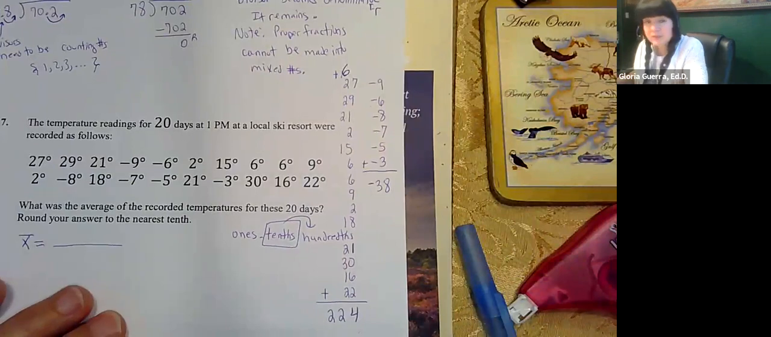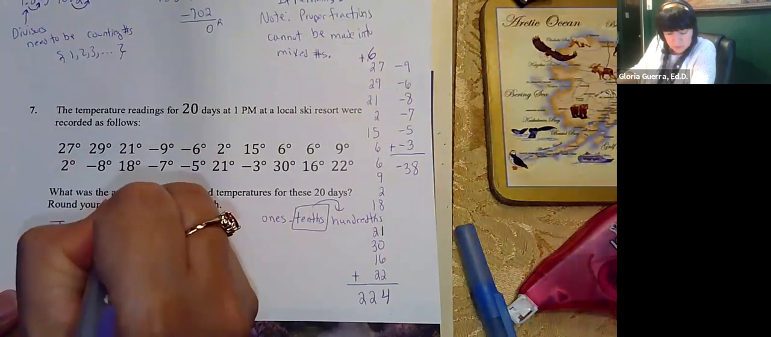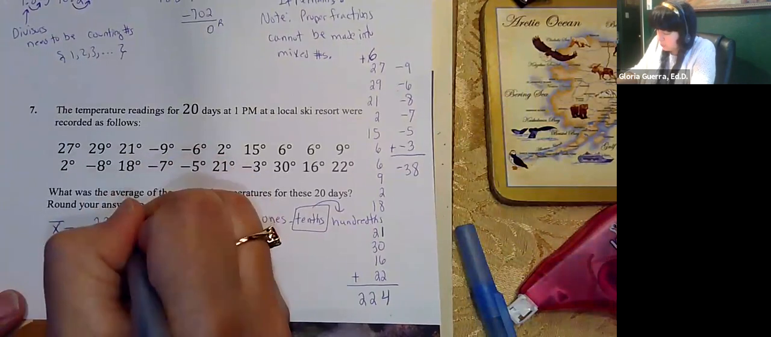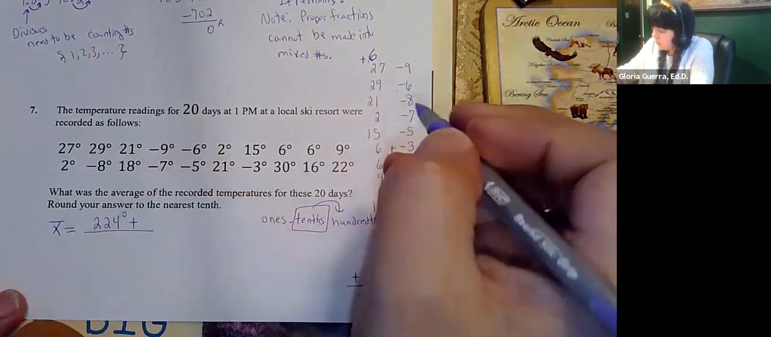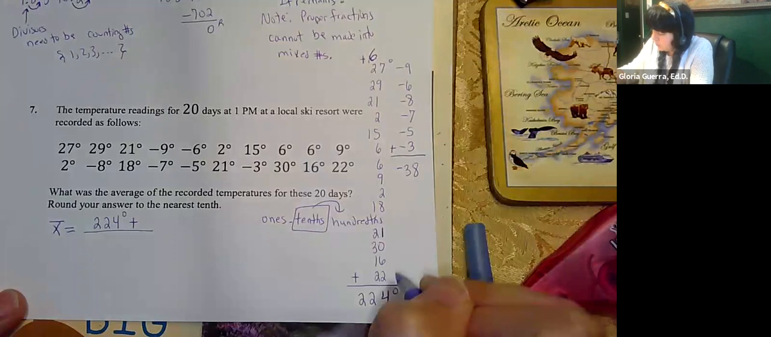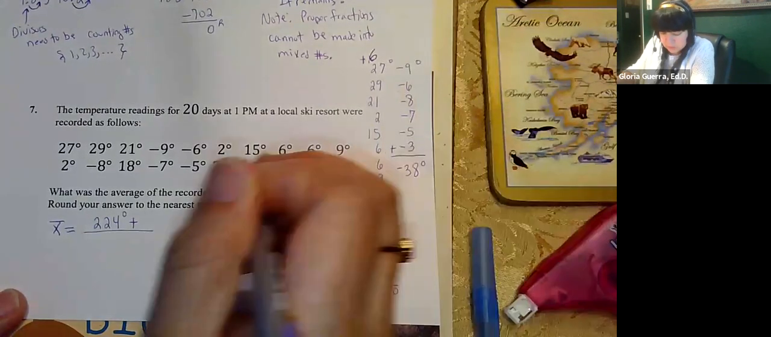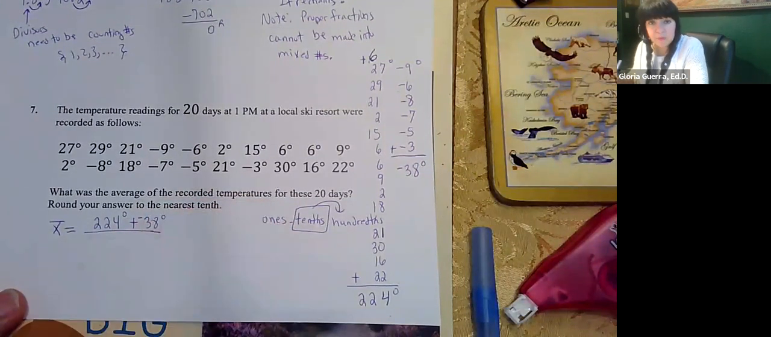And the reason why I say that is because on my notes here, I have a 224, and this is degrees. These are degrees. So we put a degree here and here, a degree on the first one, and a degree there. I have 224 plus negative 38 degrees is what I have on my paper.